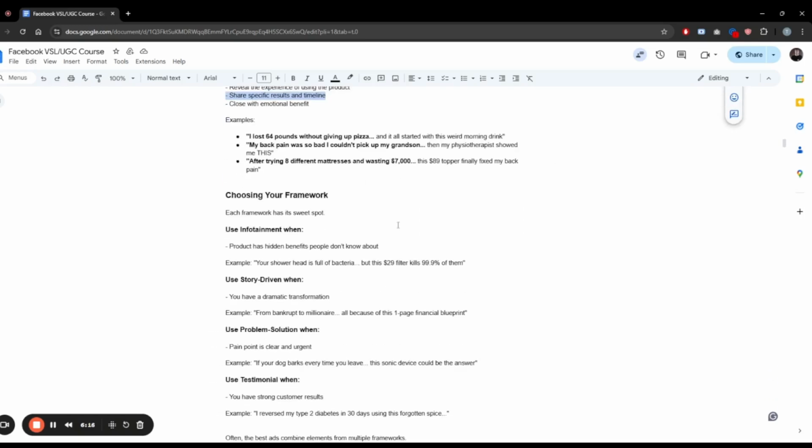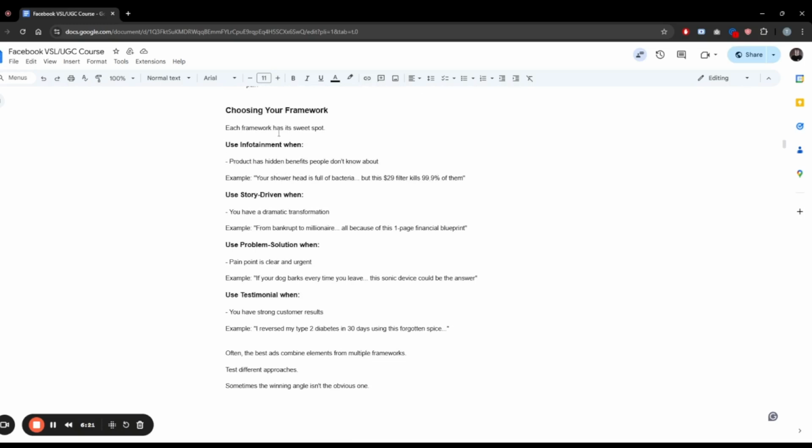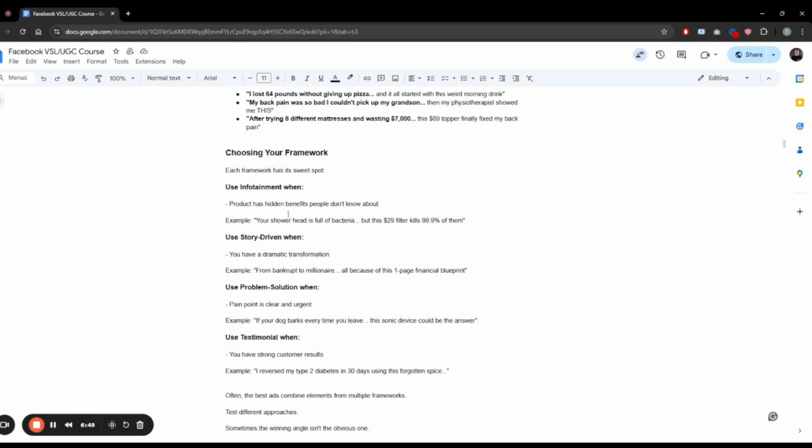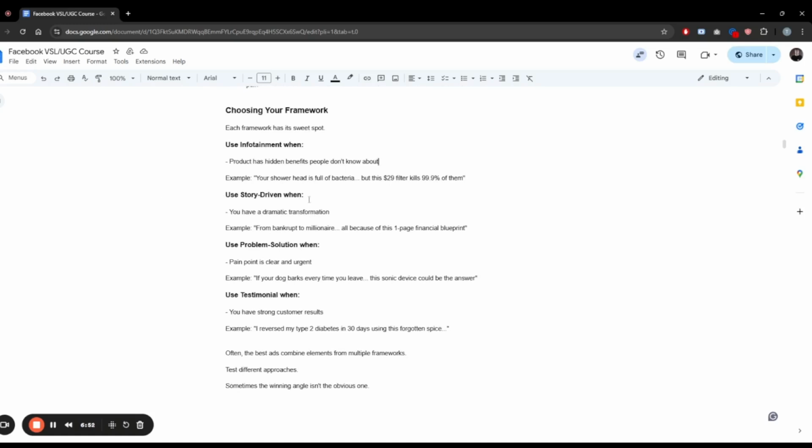And when choosing your framework, keep in mind that each framework has its sweet spot. So use infotainment when the product has hidden benefits people don't know about, or it solves a problem that the market might not be aware of. So, for example, your shower head is full of bacteria, but this $29 filter kills 99.9% of them. You can use story-driven when you have a dramatic transformation. So, for example, from bankrupt to millionaire, or from overweight to fit.